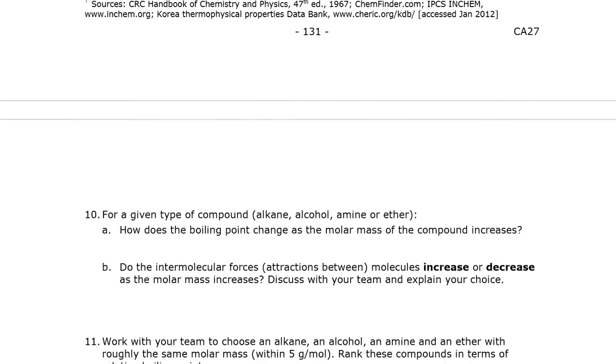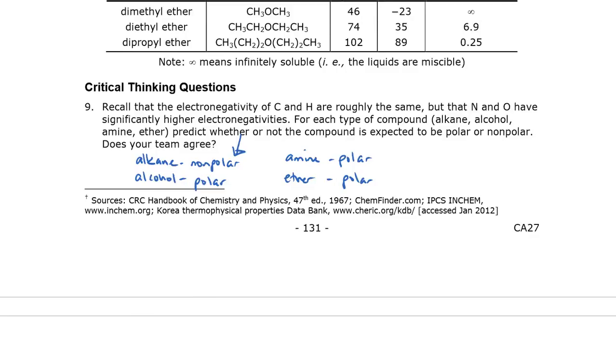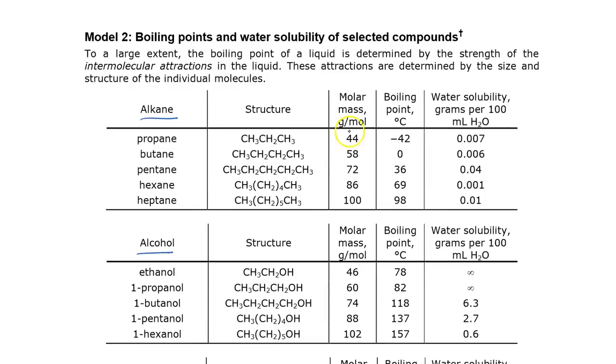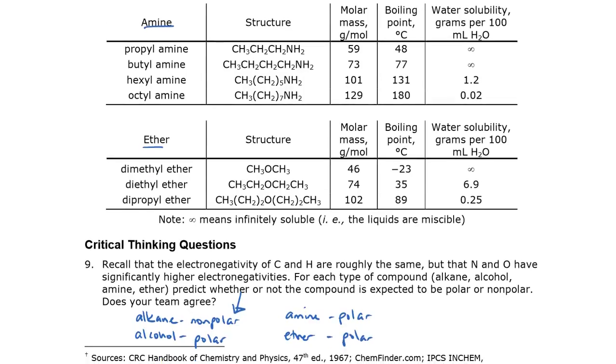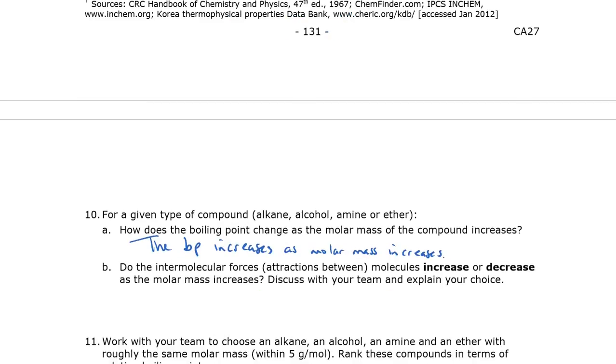Okay, number 10. For a given type of compound, so within a category, A, how does the boiling point change as the molar mass of the compound increases? Pause the video and answer this question. Pause now. Okay, you say that the boiling point increases, correct? So if I look at the molar mass and the boiling point, they increase together. I could say they're directly proportional.